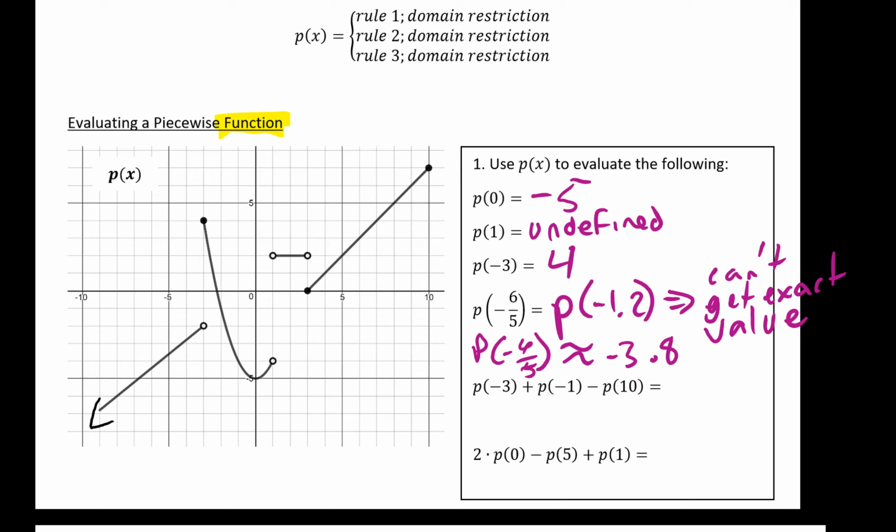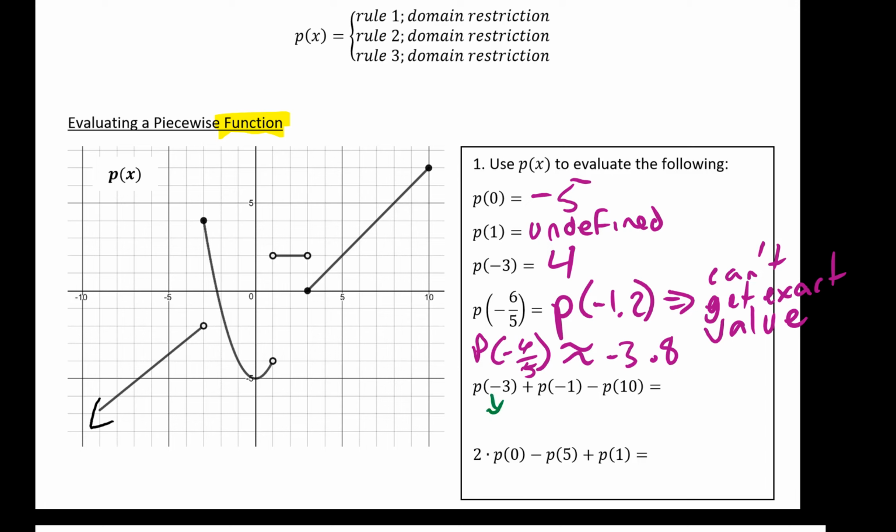So now let's try out this down here. Now the reason I put this on here, guys, is because when I put this on a quiz a while back, it destroyed you for whatever reason. So let's take a look at how it actually works. So here, P of negative 3 plus P of negative 1 minus P of 10. Well, this is very simple. We need to first find these values.